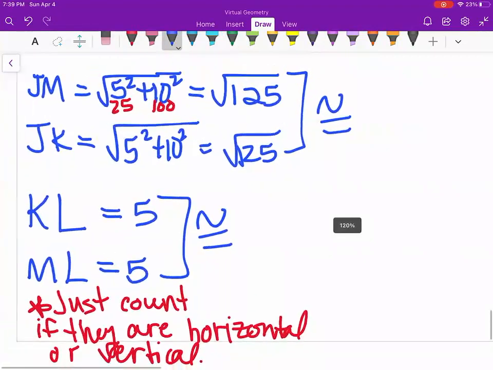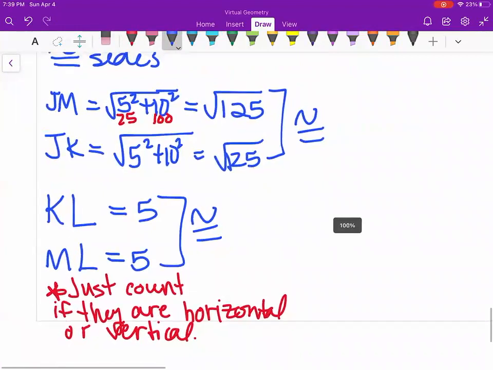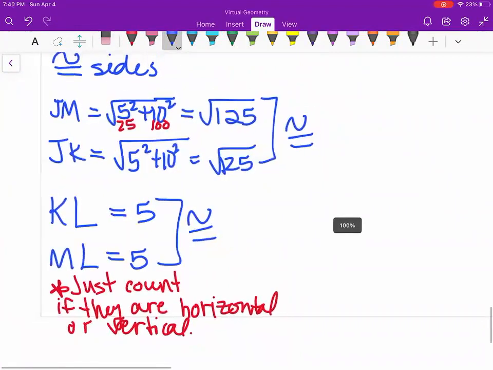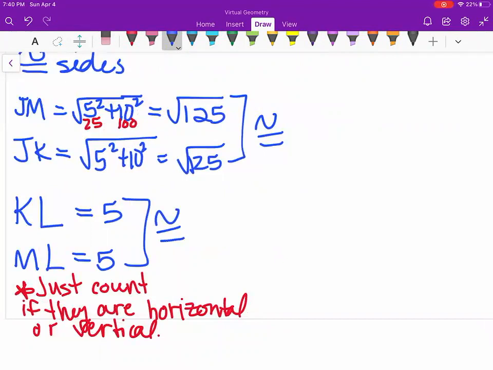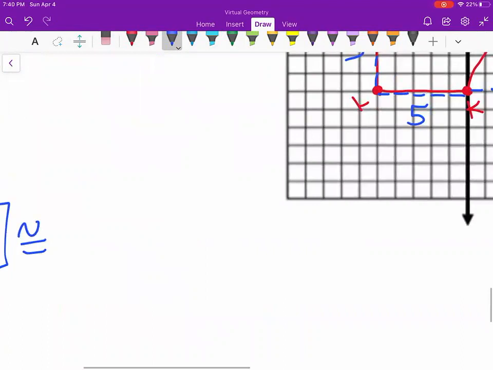So that means right now, this is a kite. Because your definition of kite says that you have 2 pairs of consecutive congruent sides. So this is a kite.